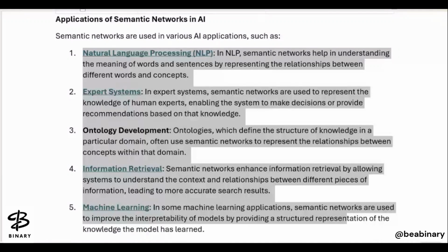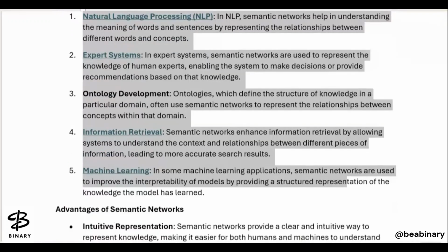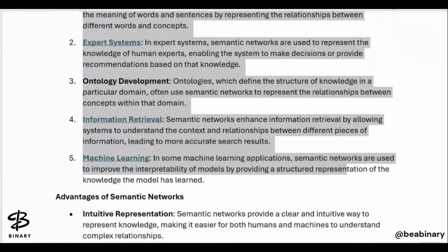Then the information retrieval. Now it works on new information also, and from the existing information, new information can be retrieved. So semantic networks enhance information retrieval by allowing the system to understand the context and the relationship between the different pieces of information. It can understand the relationship between the different concepts, which can lead to accurate search results because it understands the meaning of what has been stored.